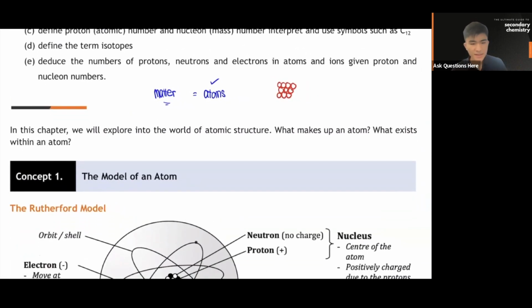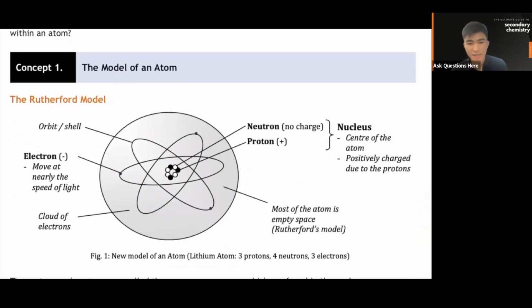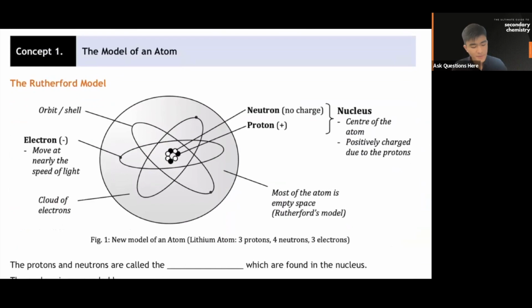Now let's look at the model of an atom on page number 2 over here. Within the model of an atom, I'm just going to introduce to you the Rutherford model. The name of the model is not important because it is just the name of the scientist who actually invented the model itself. What is important is actually the understanding and the idea behind the model.